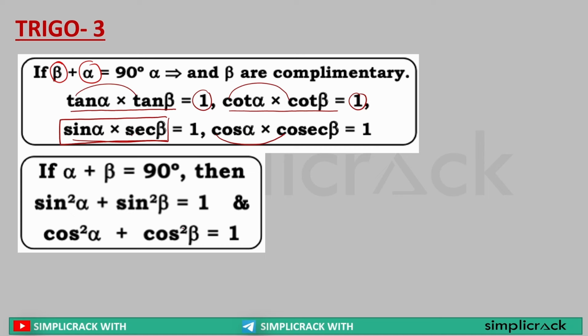And if alpha plus beta is 90 degree, sin square alpha plus sin square beta will be 1, cos square alpha plus cos square beta will be 1. But for all angles, whatever the angle it is, sin square theta plus cos square theta will always be 1. Okay, so with all this information, let's start.